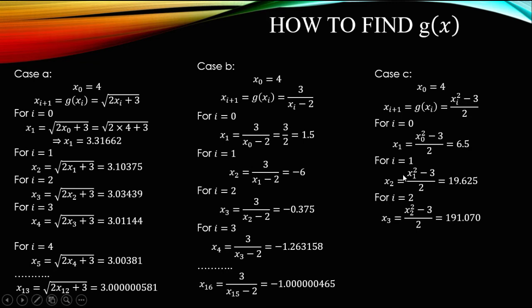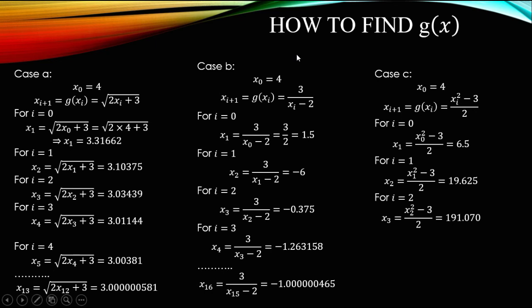In the second iteration, for i equal to 1, he will get 19.625, which is a very large value, very far away from the root of the function. And for i equal to 3, he will get 191.070. So for i equal to 3 and so on, he will get greater and greater values, and the system will diverge. It will never converge to the root of the function. So this scheme is not the right one.